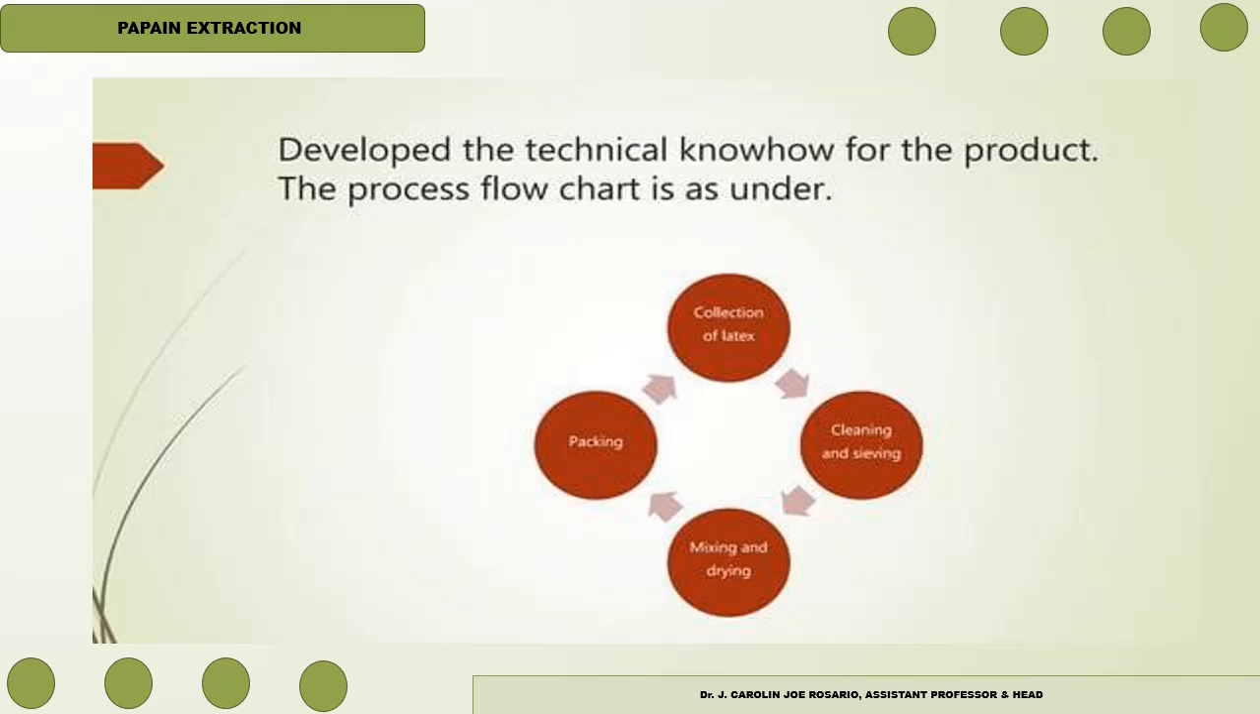From this picture, we can identify the flowchart of papain extraction. First, the collection of latex, then cleaning and sieving of latex, then mixing and drying, then packaging. Thus, they have developed the technical flowchart for papain extraction.